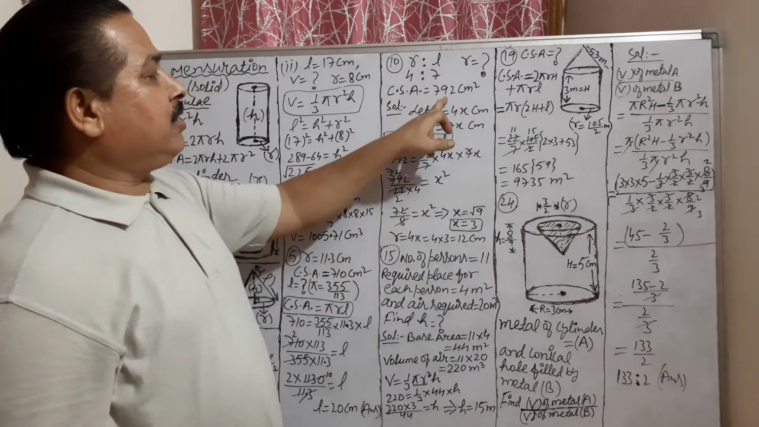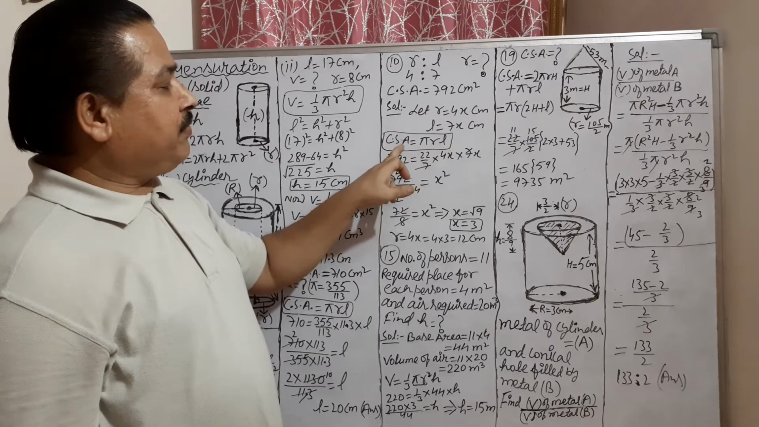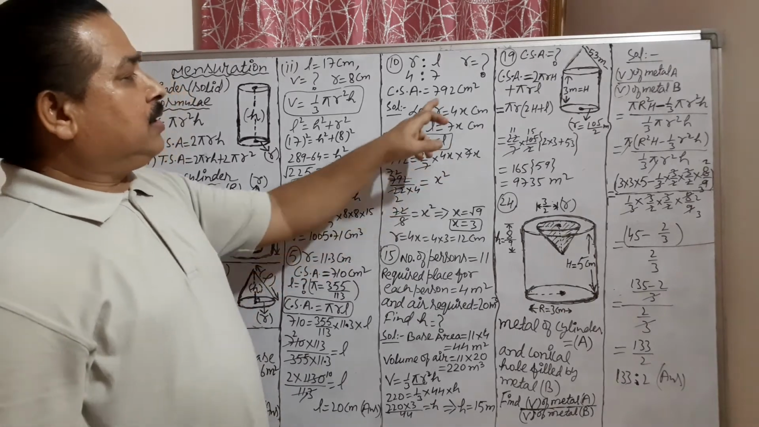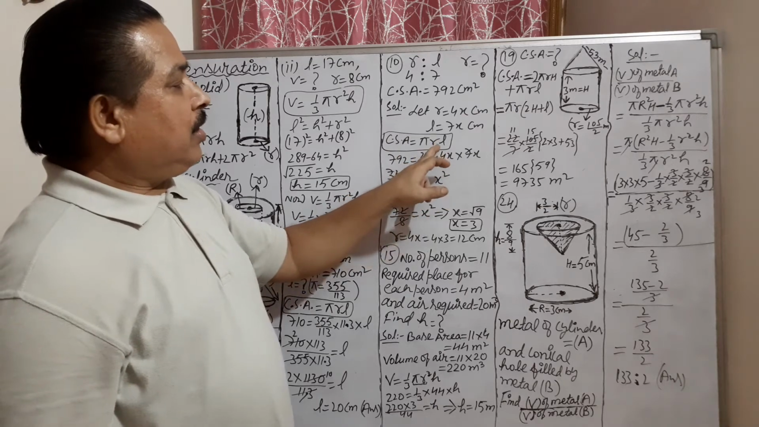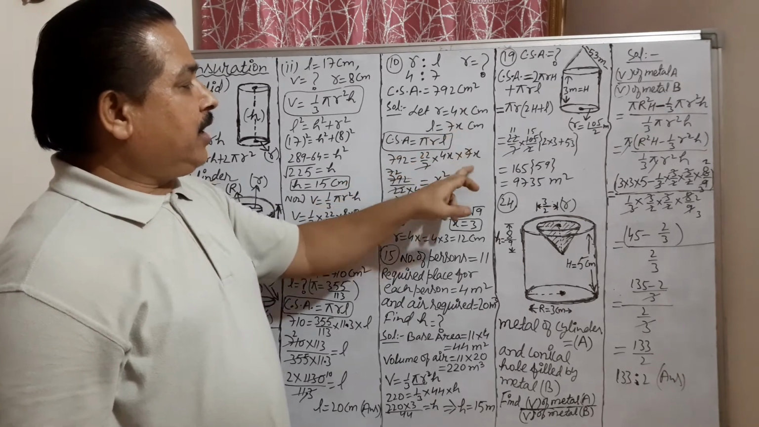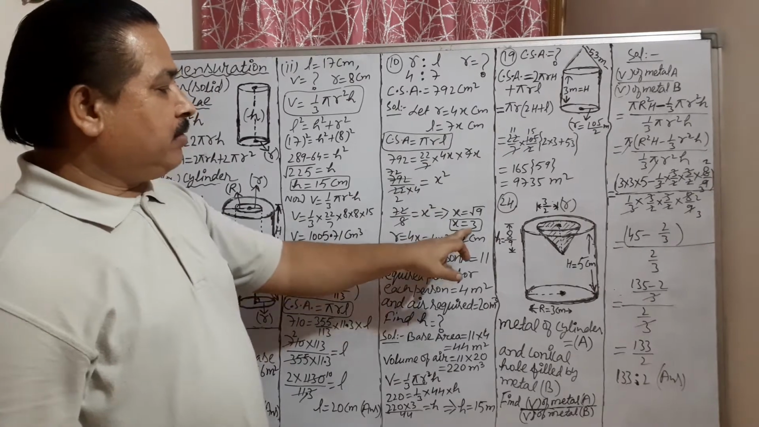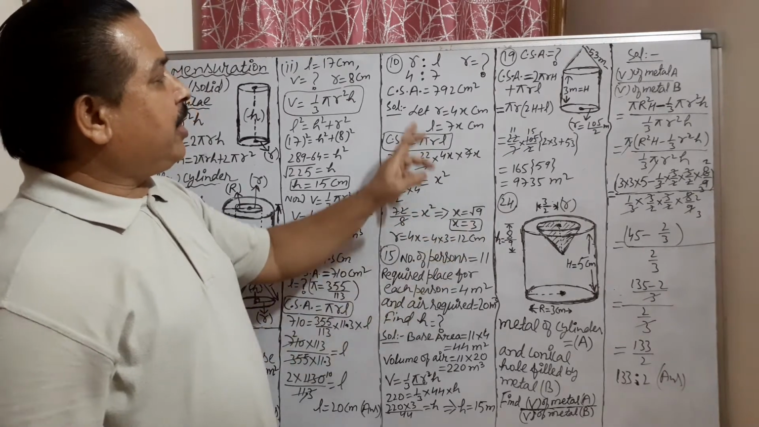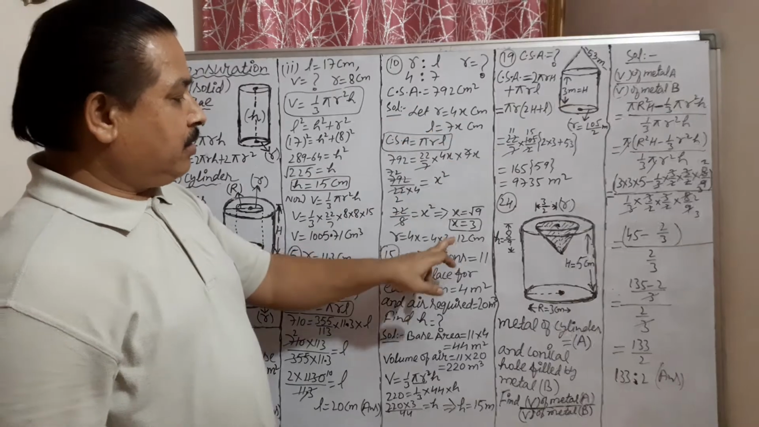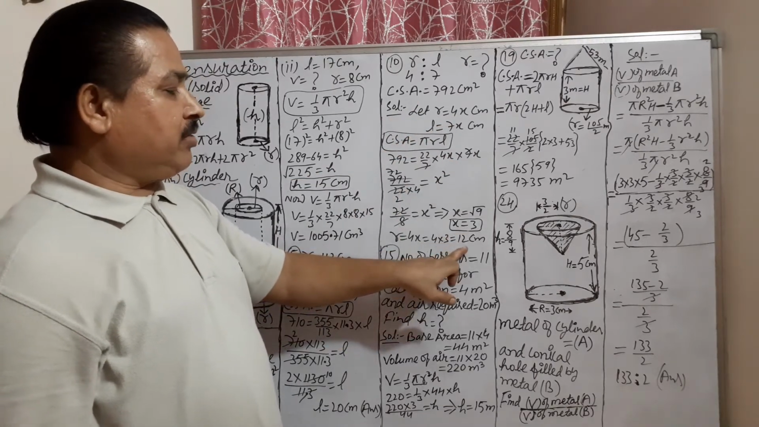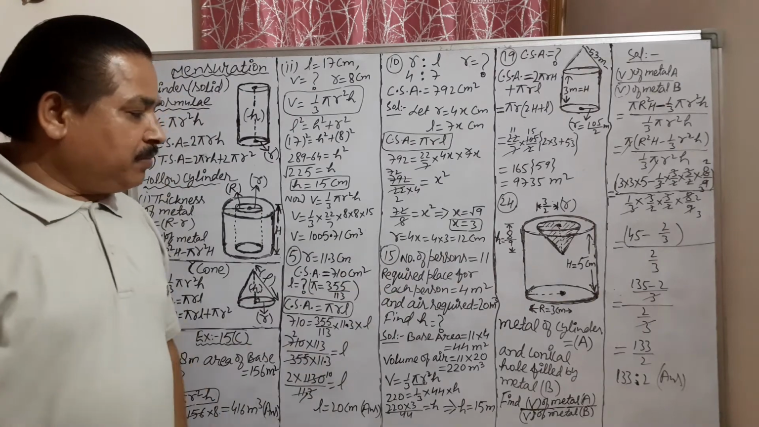Curved surface area: use the curved surface area formula pi r L. Curved surface area is given, 792. Put the pi value, r value and L value. So x will come as 3. When x comes out, you can find the original value of the radius. Radius is 4x, so 4 into 3, 12 centimeter. Answer. Now see the 15th question.